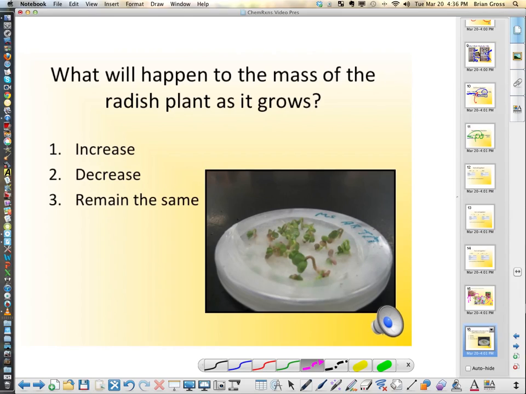So what I want you guys to do is write down what you think will happen to the mass of the radish plants as they grow. Will it increase, decrease, or remain the same? And I want you to give me a short explanation of why you think this.